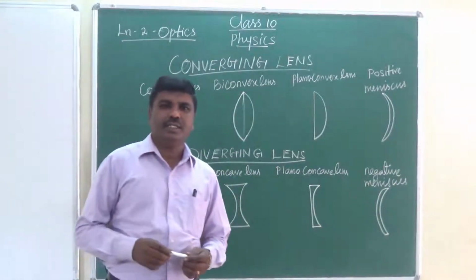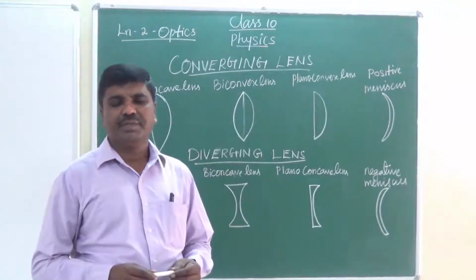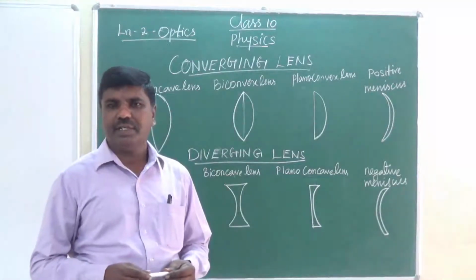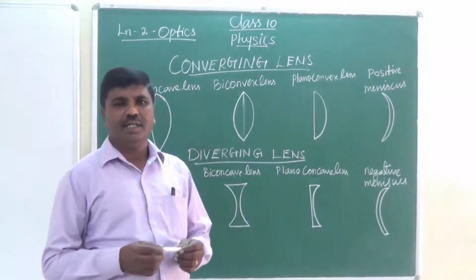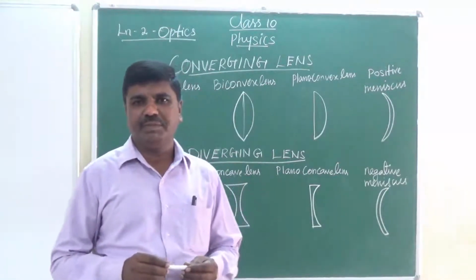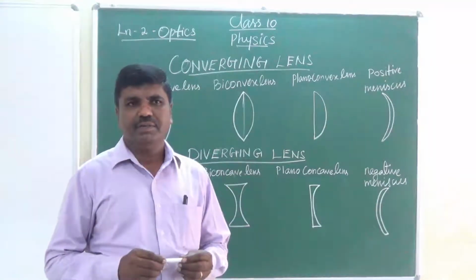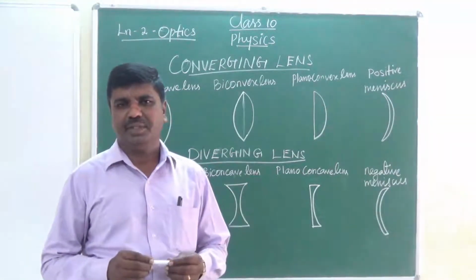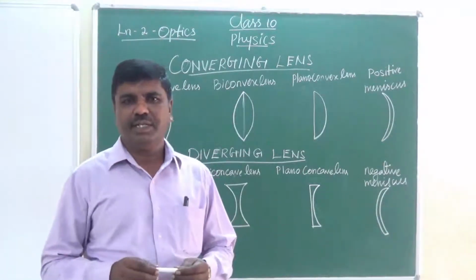Already you have studied lenses in 9th standard, the types of lenses, that is concave lens and convex lens and different types of lens. Now, what is a lens? A lens is an optical instrument or optical medium. It is a transparent material. When we pass light through that material, it may refract. So that is nothing but a lens.